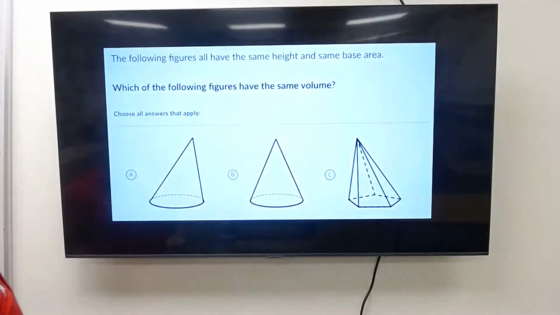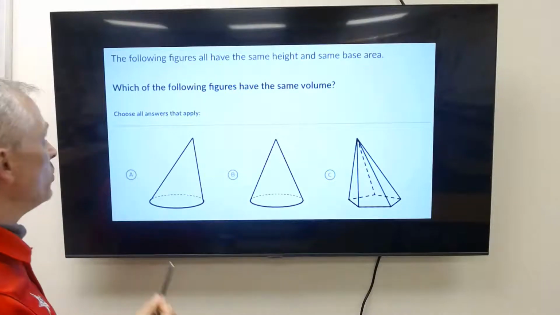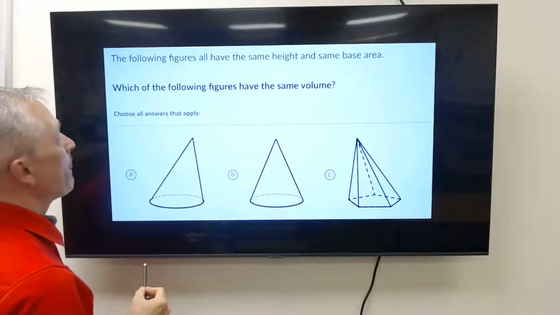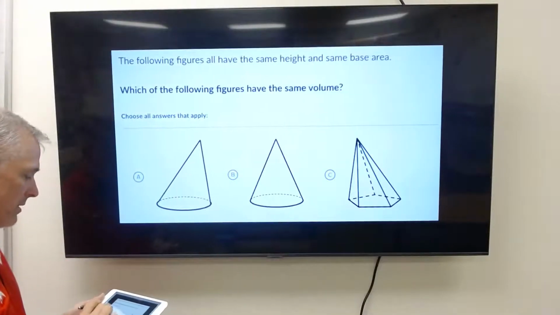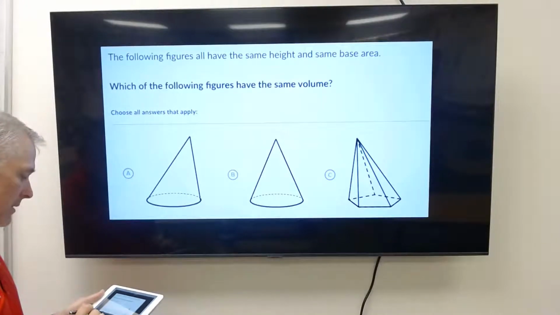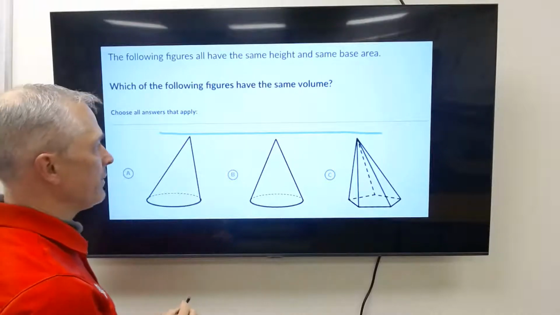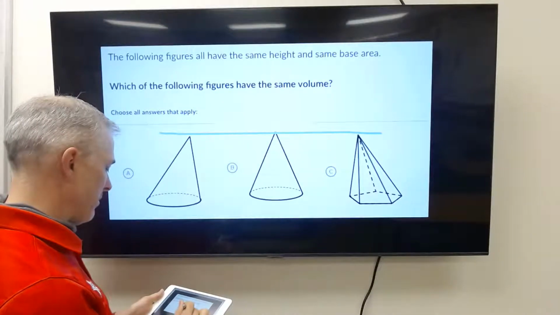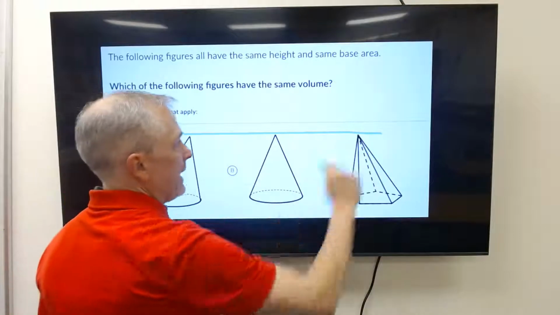The following figures have the same height and the same base area. Which of the following ones have the same volume? Okay, so this same height, they all go across. Let's go right here. They have all the same height, if I was able to draw that perfectly and line them up perfectly. So let's move that up, move that one up. There we go. Okay, they all have the same height.